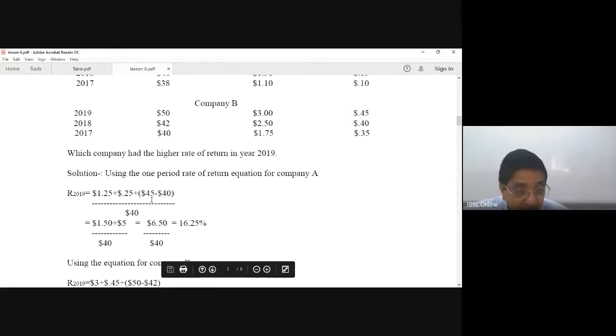Now here you get $5. 5 plus 125 is 625. 625 plus 0.25 is 650. 650 divided by 40, you will get 16.25% as the return for 2019. Now this is the return for 2019 for company A.